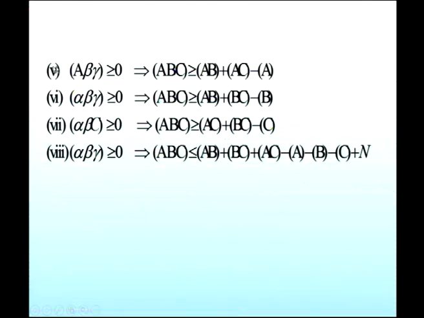That is, A beta gamma is greater than or equal to 0 implies ABC is greater than or equal to AB plus AC minus A, and alpha beta gamma is greater than or equal to 0 implies ABC is greater than or equal to AB plus BC minus B. And similarly, alpha beta C is greater than or equal to 0 is ABC is greater than or equal to AC plus BC minus C. Then alpha beta gamma is greater than or equal to 0 can also be written as ABC is less than or equal to AB plus BC plus AC minus A minus B minus C plus n.